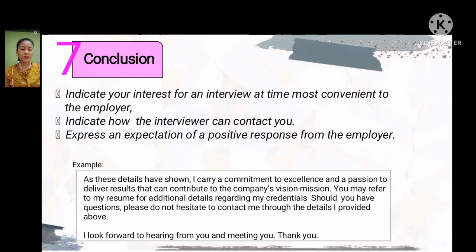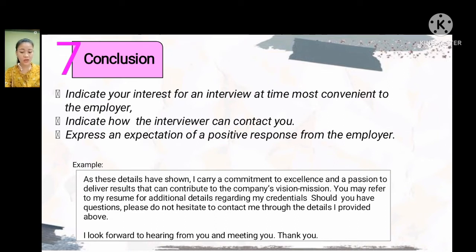This is where the sender summarized the information based on the introduction and the body of the letter, and then she adds a sentence that indicates interest for an interview. Like for this example, you may refer to my resume for additional details regarding my credentials. And should you have questions, please do not hesitate to contact me through the details provided above. And also, remember everyone, when you write your conclusion, you should express an expectation of a positive response from the employer, so that the employer can see that you are eager and determined to be hired for the company's position.